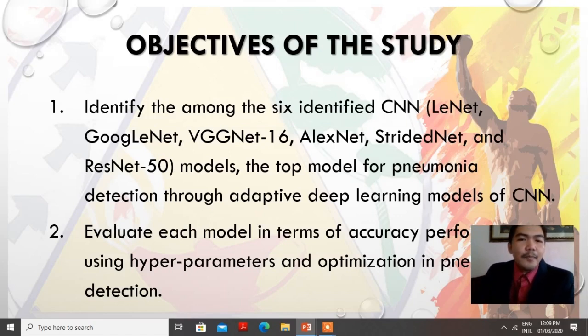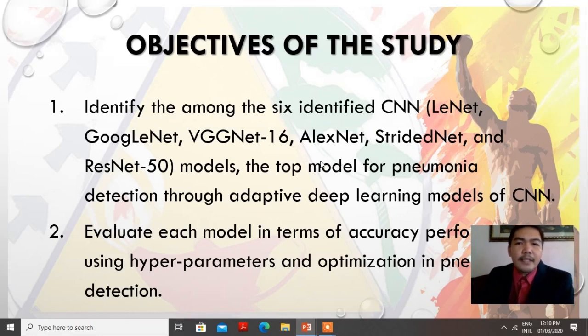Our study employs flexible and efficient approaches of deep learning, applying 6 identified convolutional neural networks in predicting and recognizing a patient unaffected or affected with the disease, employing chest x-ray images. This includes GoogleNet, VGGNet 16 model, AlexNet, StrideNet, and ResNet 50 models.